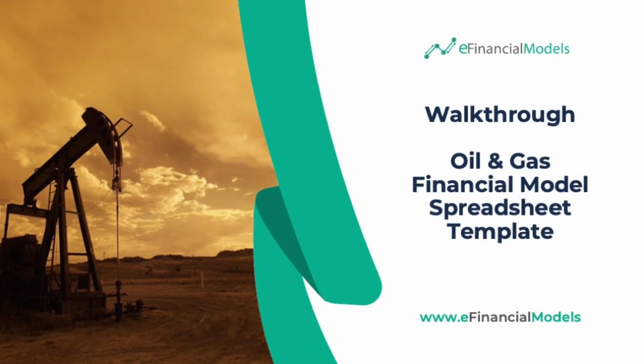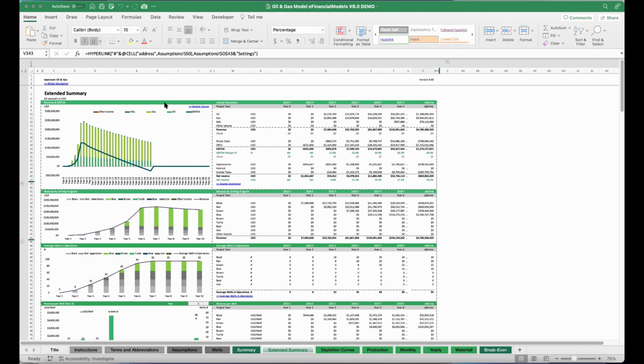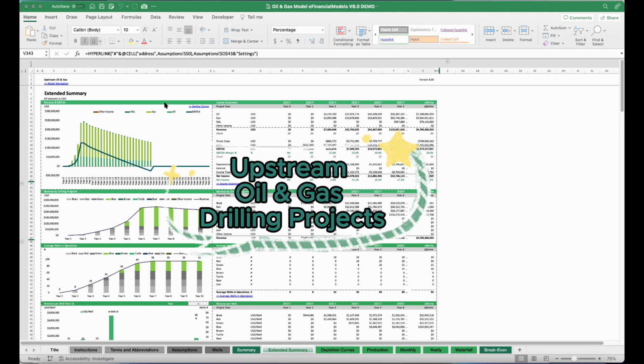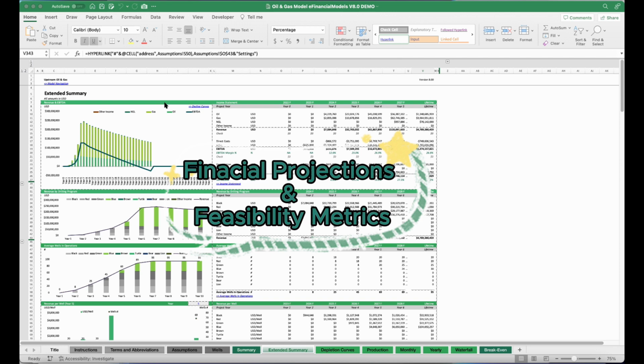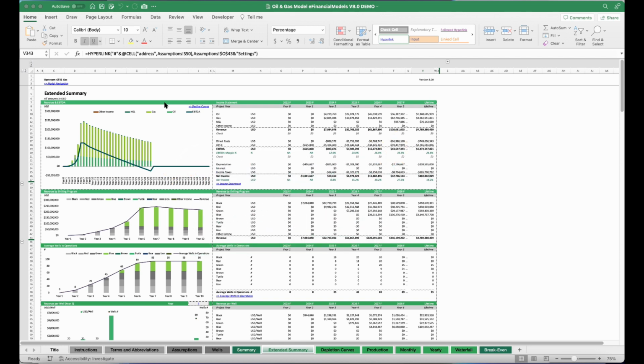Welcome to this walkthrough of the updated oil and gas financial model template. The purpose of this spreadsheet template is to analyze upstream oil and gas drilling projects and derive the financial projections, and then calculate all the relevant key metrics to analyze the feasibility of such an endeavor.